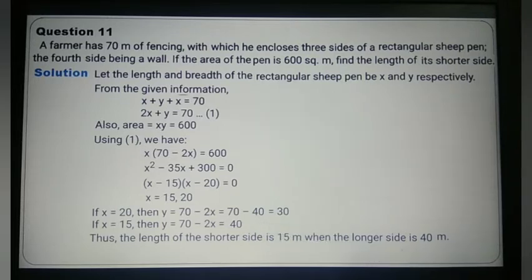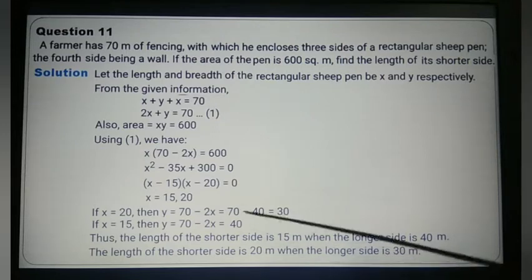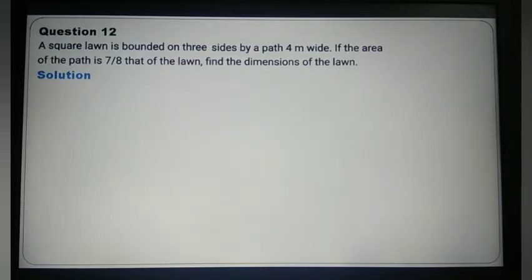Is that clear? So pause the video to note down. Also, the length of the shorter side is 20 meters if the longer side is 30 meters. So you can pause the video to note down these many things.